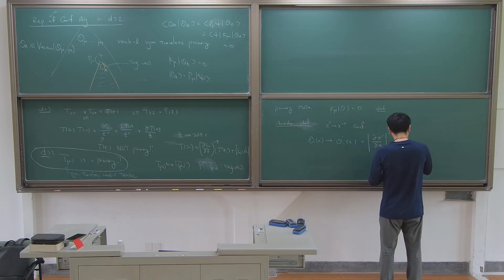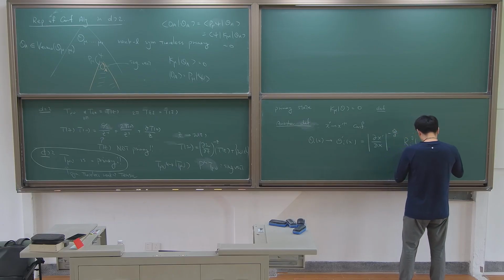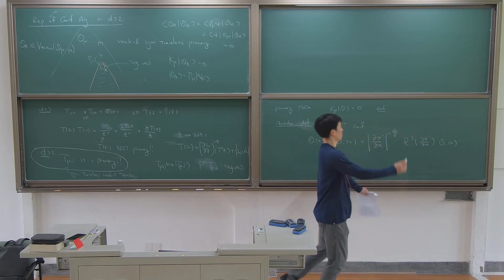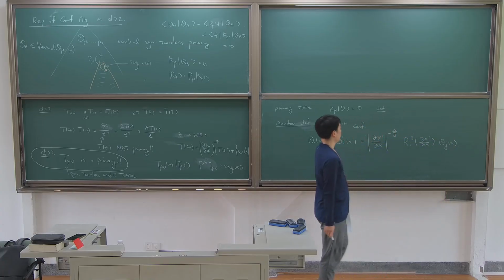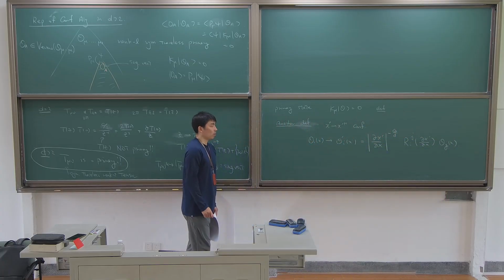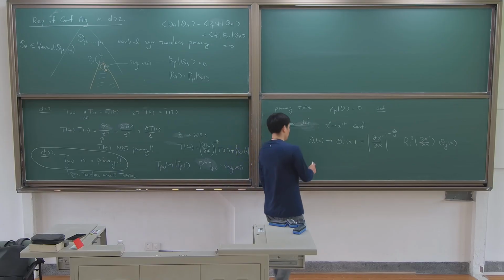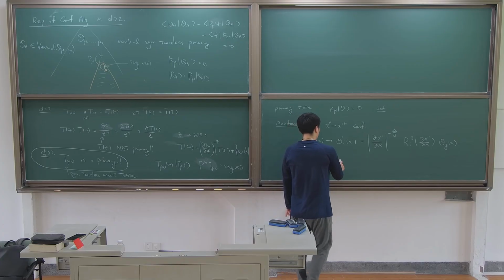And then, oh, sorry, this is J. So usually, if the operator under a conformal transformation transforms in this way, then O_I of x is primary.